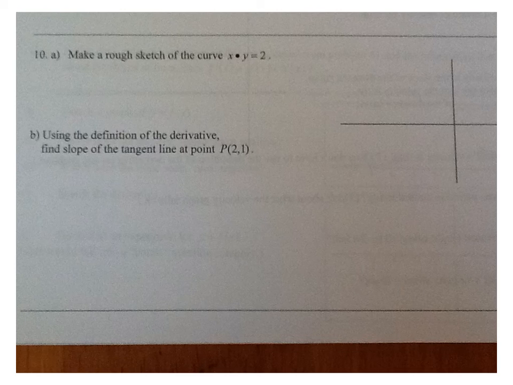On problem number 10, we're asked to make a rough sketch of the curve x times y equals 2. Well, it might be easier to think about dividing by x on both sides, so y equals 2 over x. That tells me I'm going to have a vertical asymptote at x equals 0, and hopefully you can identify that as a rational function, which will give the graph values in the first and third quadrant.